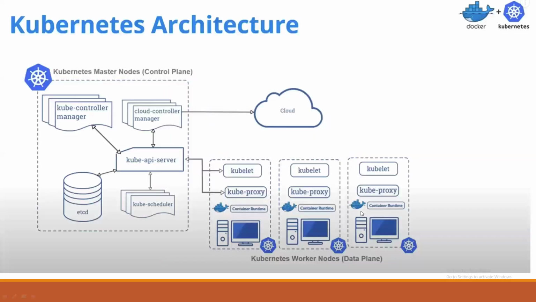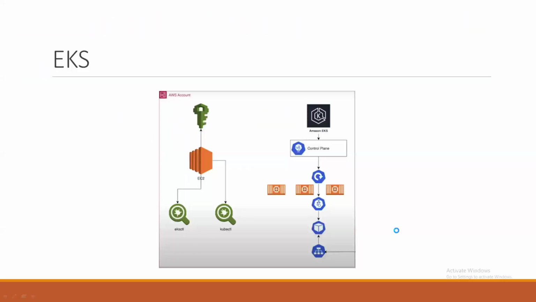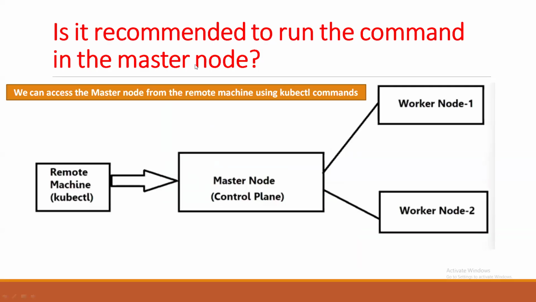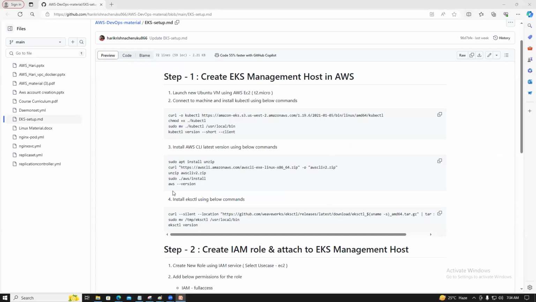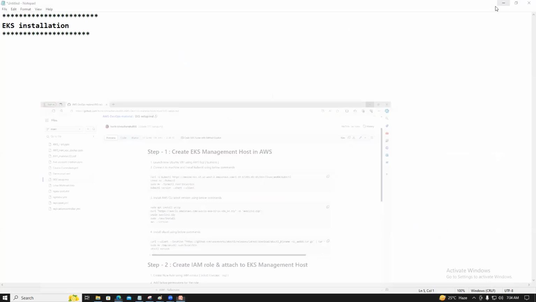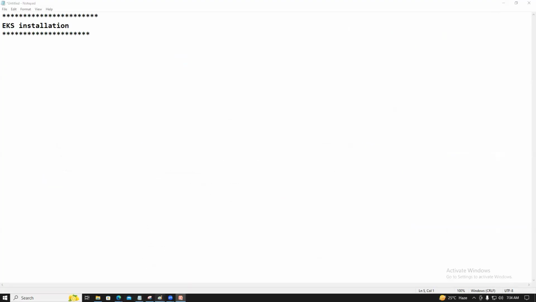So Kubernetes architecture you already know, right, guys? Yeah. So it's recommended to run the command in the master node. Something like this is the remote node, this is the master node, these are the worker nodes. This is automatically created, guys, in EKS. So we are installing the remote machine and installing kubectl, eksctl. So what is that? AWS CLI and kubectl, guys. Kubectl and IAM. First we will create the IAM, guys. We'll create the IAM.